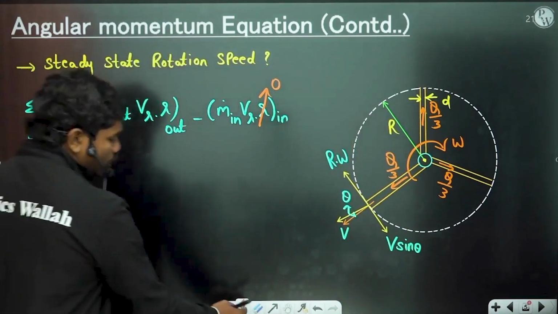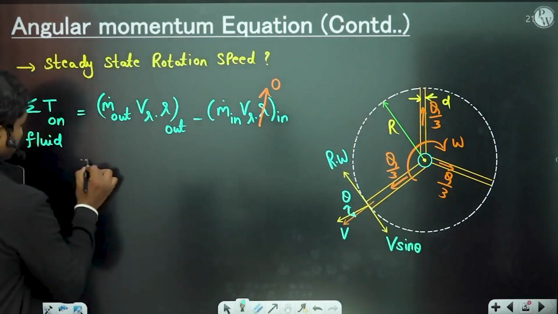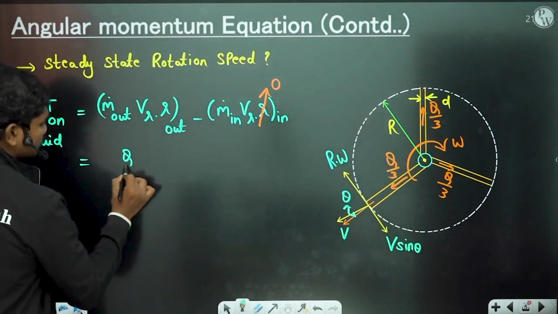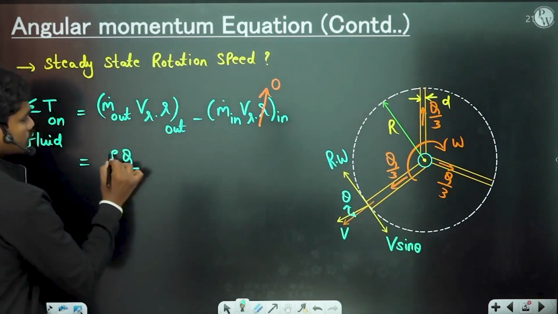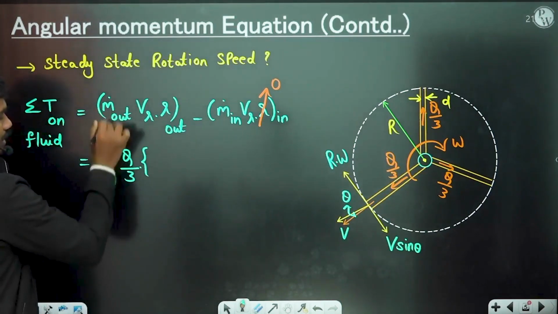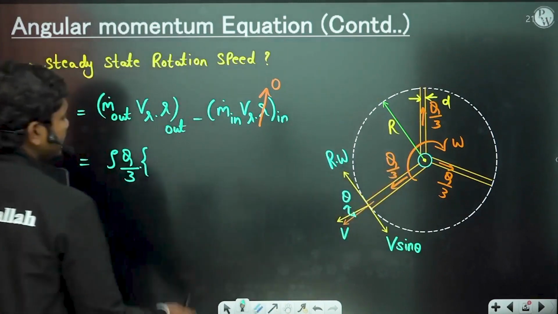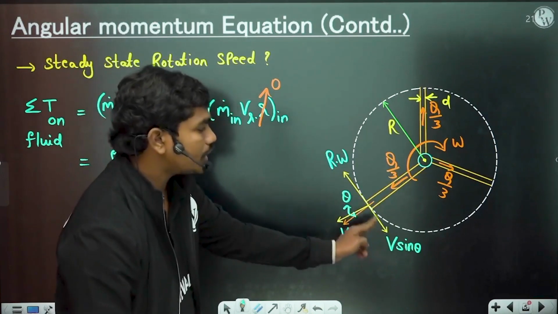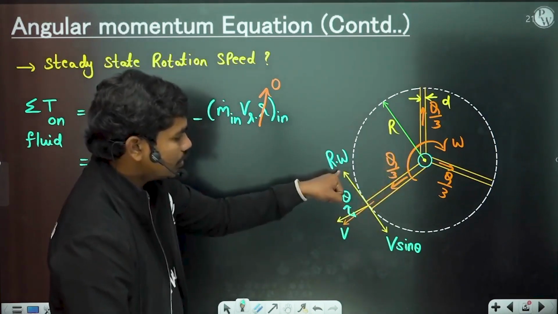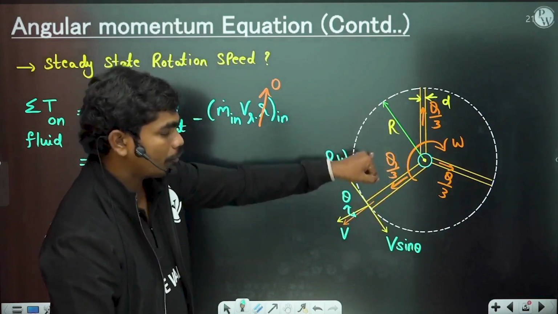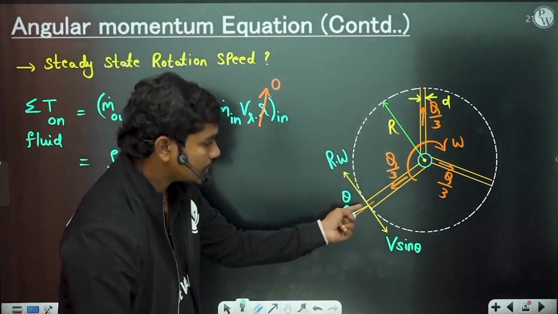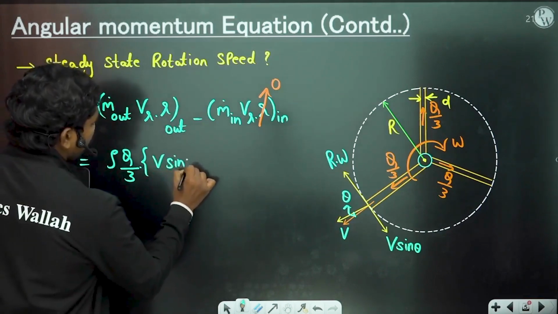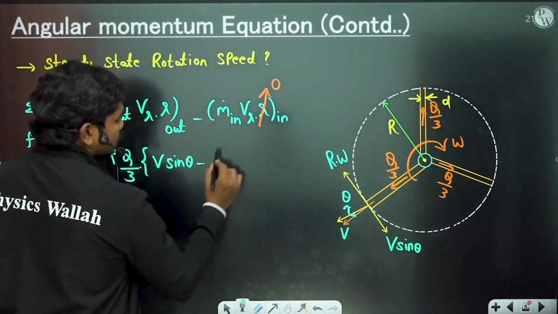Now coming to the outlet, the total discharge is Q, so Q by 3 times rho is the mass flow coming out through this section, into the relative velocity. So what is the relative velocity? Basically this is the tangential component which is trying to rotate the arm, and this is the velocity of the arm in the opposite direction tangentially. So the net velocity in this direction is V sin theta minus R times omega.